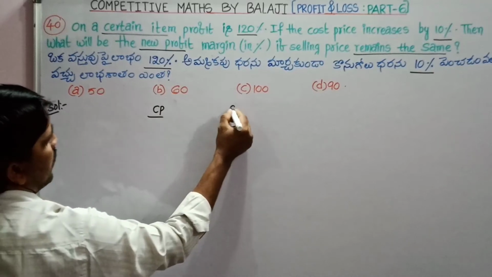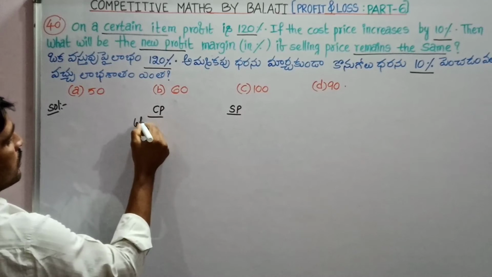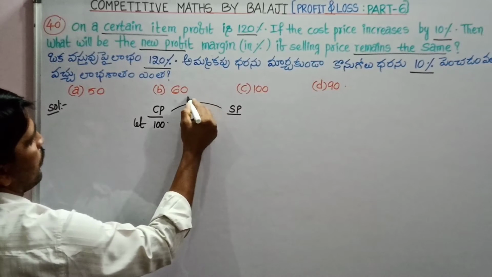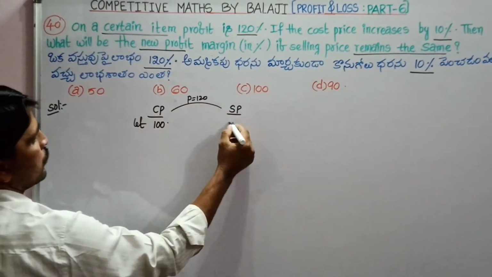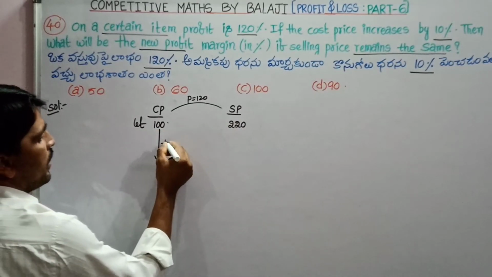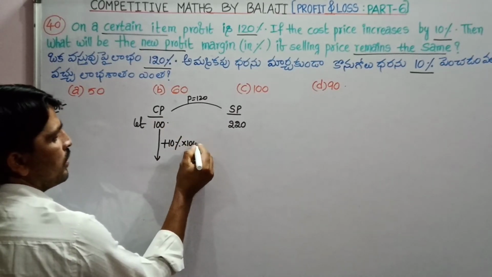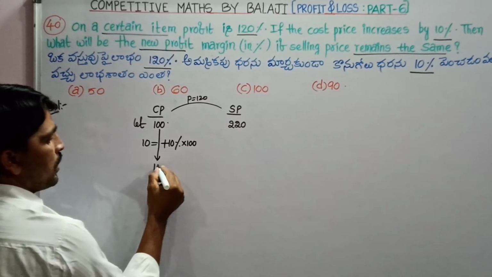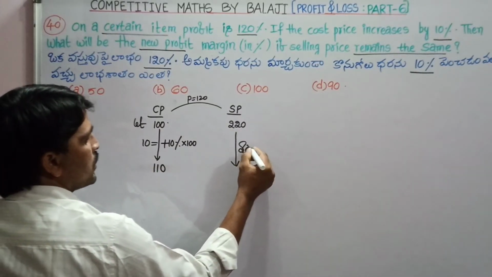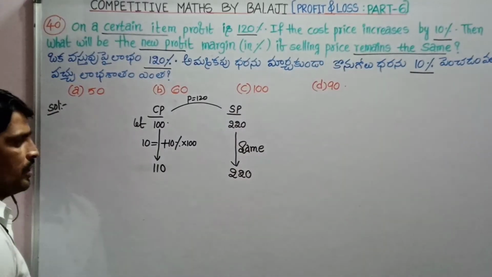CP, SP. Okay. Let us suppose CP is 100 rupees. Then there is a profit of 120, so SP becomes 220. Now CP increases by 10%. 10% of 100 is equal to 10, so it becomes 110. SP remains the same. So in this case also SP is 220.